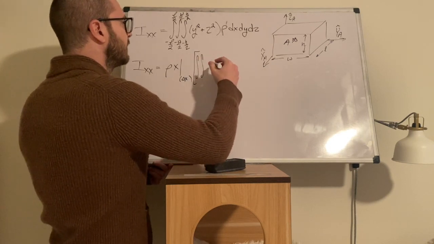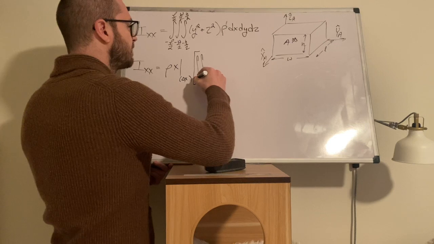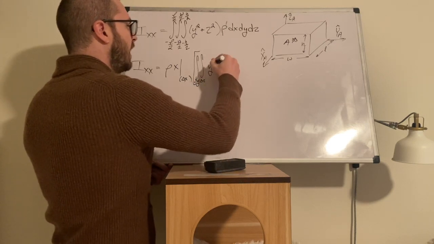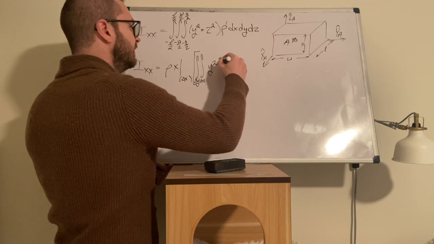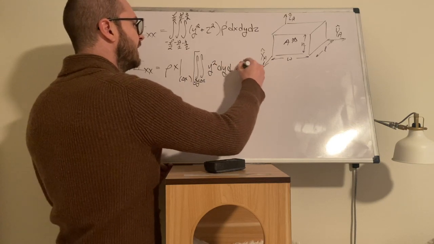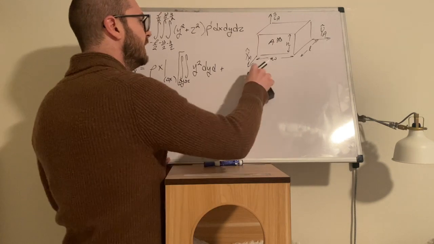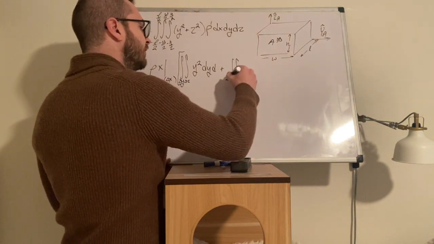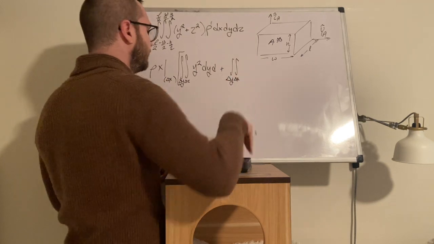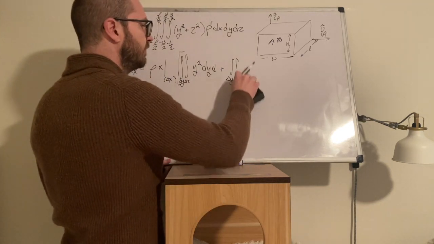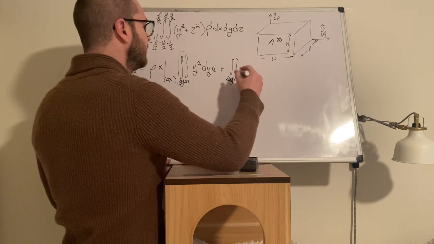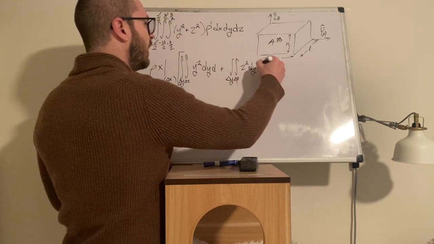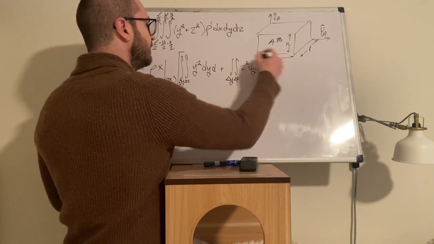Let's say the double integral, and I'm just going to write delta y, delta z, y squared dy dx plus, and I'm just going to erase a little bit of this, double integral over delta y, delta z, there we go, and now we have our z squared dy dz.